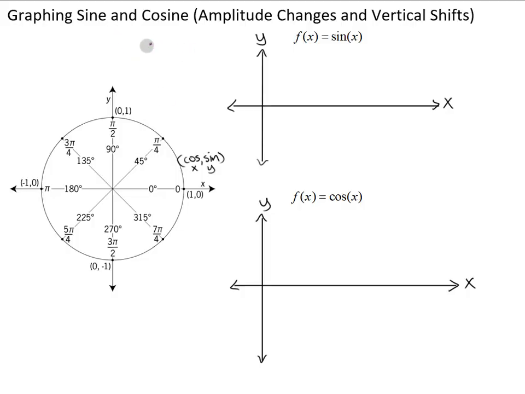All right, we're going to talk about graphing sine and cosine today, specifically amplitude changes, which are like our vertical stretch or compression, and vertical shifts, shifting this graph up and down. So we're just going to talk about those two things, no horizontal shifts and no horizontal stretches or compressions, but we will talk about those next time.